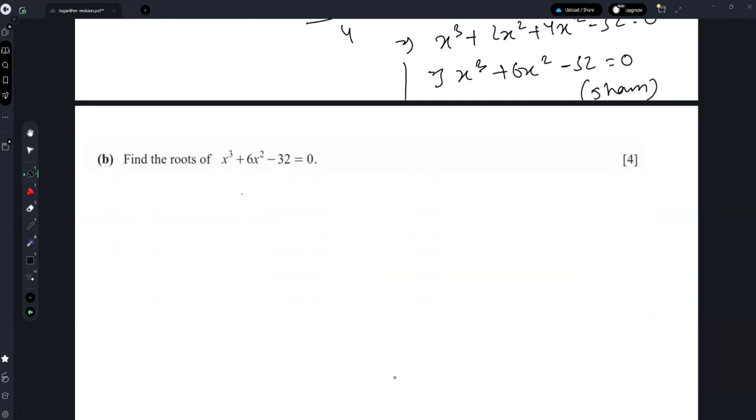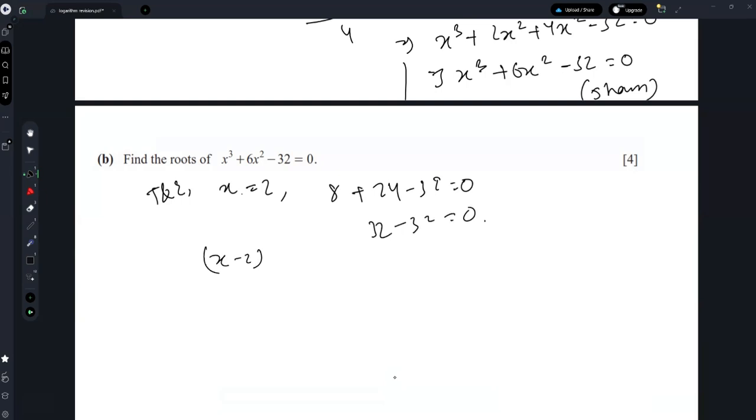So as a trial and error, let's just select x equals 2. If x equals 2, we get 8 plus 4 times 6 is 24, minus 32 equal to 0. 32 minus 32 equal to 0. So x minus 2 is a factor.